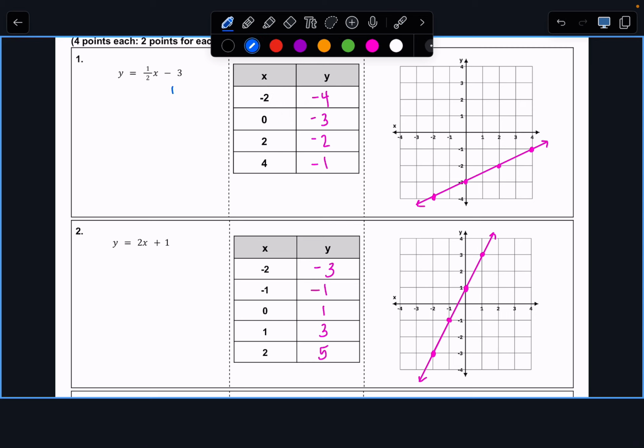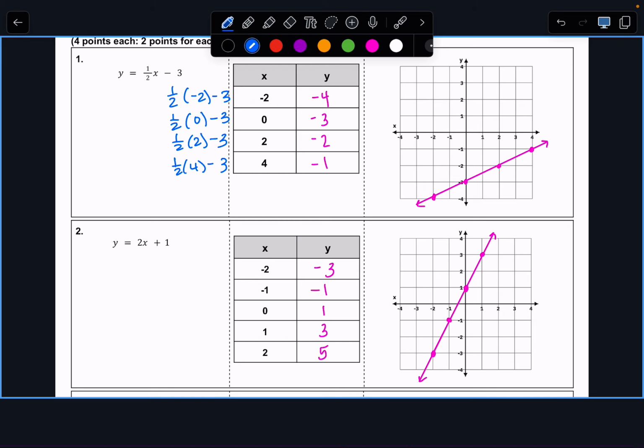So 1/2 times x minus 3. Okay, I would suggest using your calculator while you do this, just to make sure. Okay, 1/2 you can put in as 0.5, you can put in as 1 divided by 2.